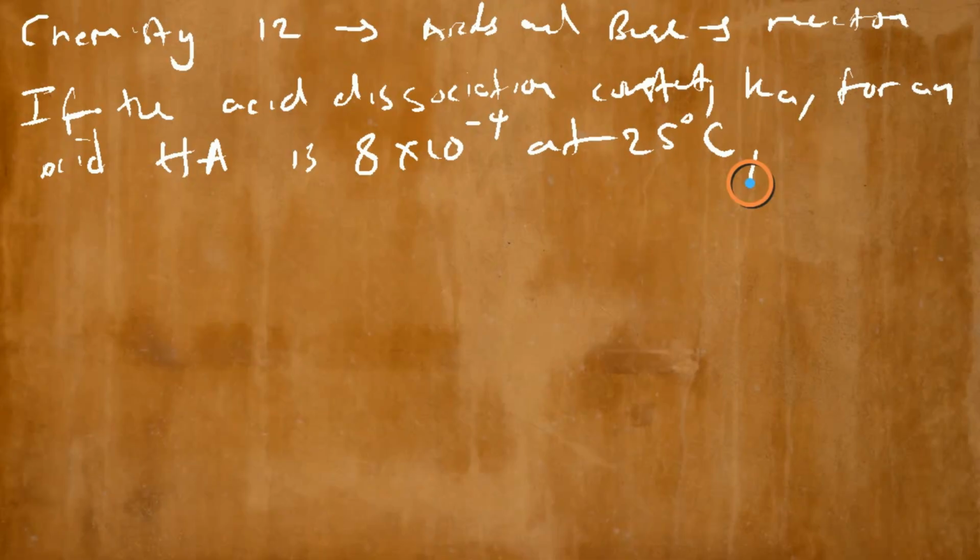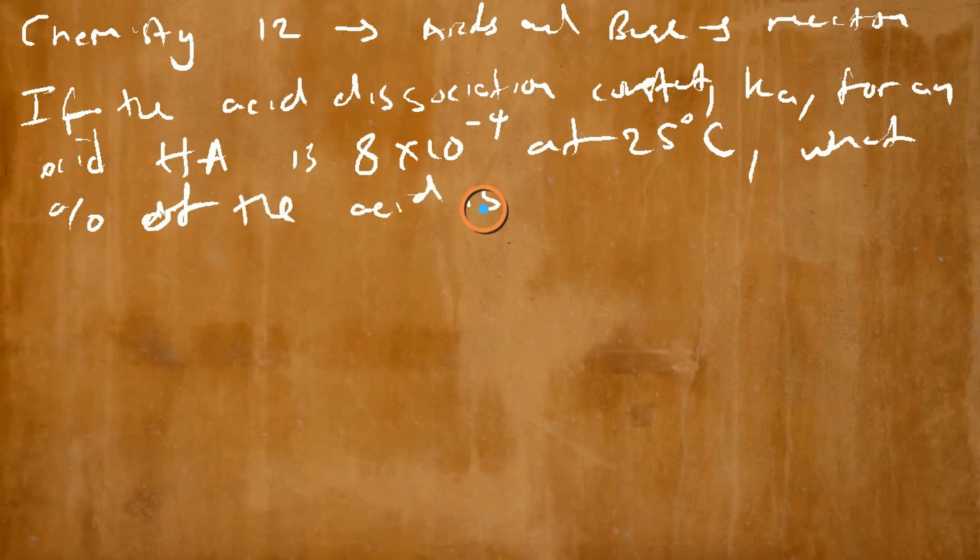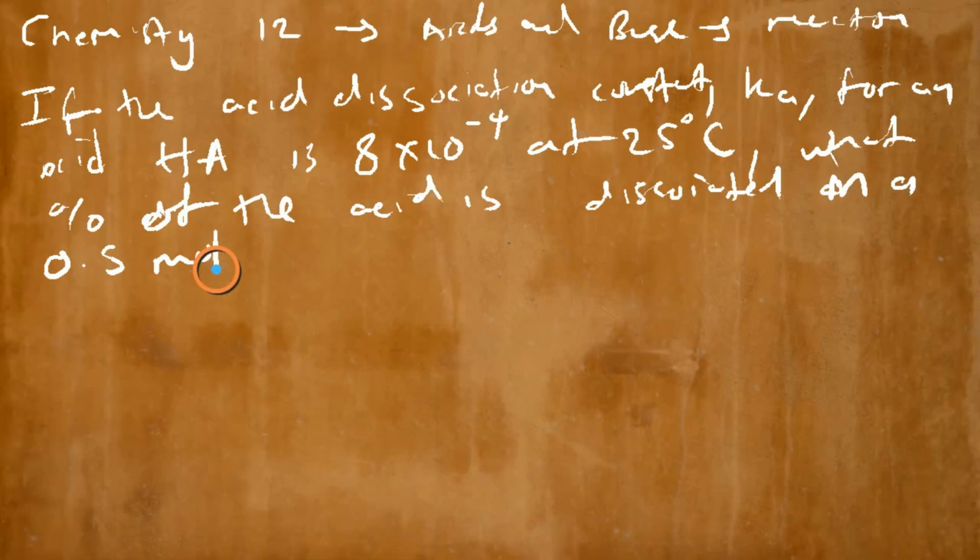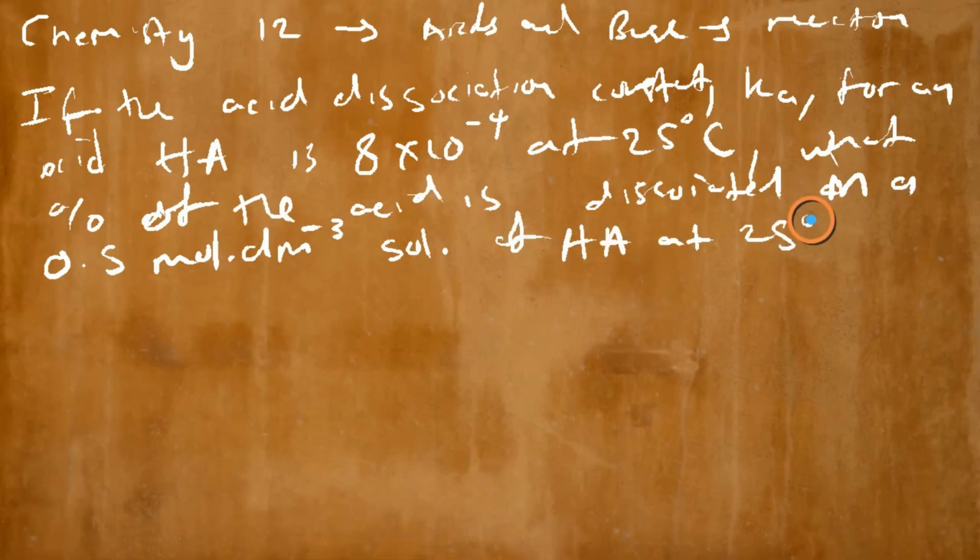The question then is, what percent of the acid is dissociated in a 0.5 mole per cubic decimeter solution of HA, happening at that same temperature, at 25 degrees Celsius. So this is the question.